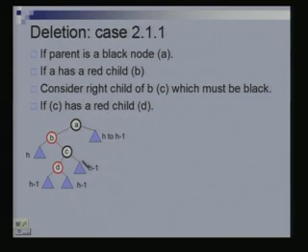So, this is the picture. This height went down from H to H minus 1. So, what is the black height of this tree? This entire black height, that means, was originally H plus 1.